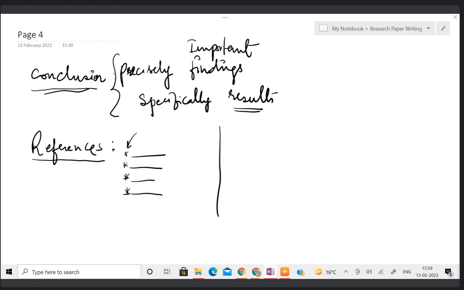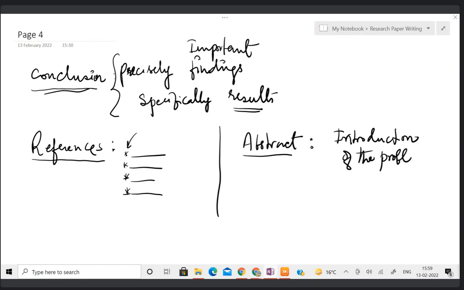So I left two parts earlier. The first part was your title, the second part was your abstract. Normally after doing all these things, you come to the abstract, and in the abstract there should be a very brief introduction of the problem. The detailed introduction you have already given in the next section. A very brief introduction to the problem, and then it should have your approach in solving that problem.